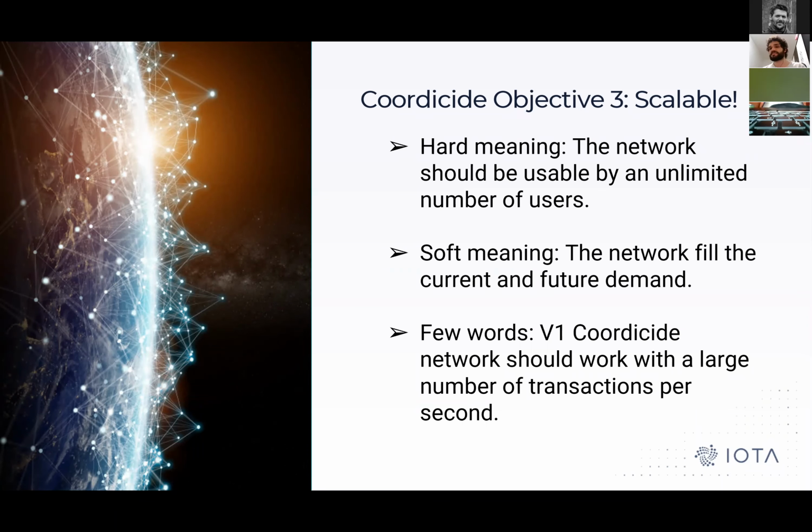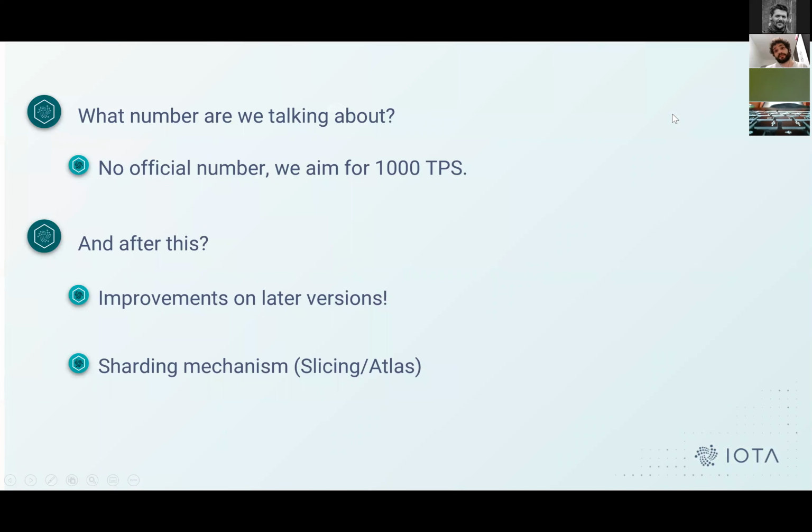This means that if you want to make a separation between TPS and CTPS, you are not really going to see much difference. But the idea is exactly this. So the first version, we want to basically have a large number of transactions per second being processed without many problems. And then which number are we talking about when we say large, right?